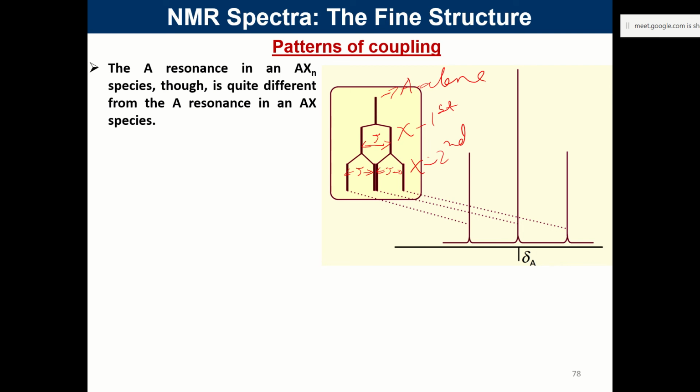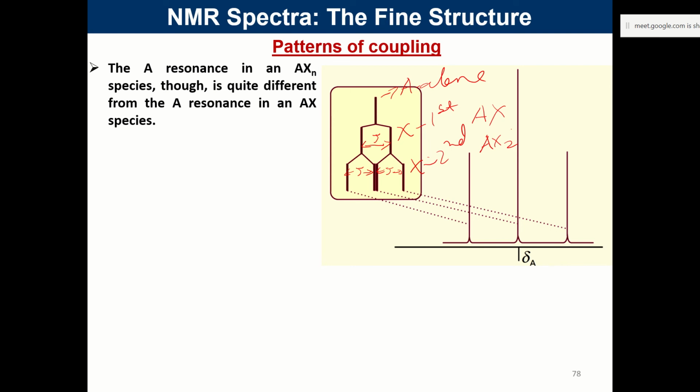And now you can think of it like this: initially the A resonance was appearing here when it was alone. Now when there is 1 X, this is the case of AX, and this is the case of AX2. So what happens, you can think of it in this way. This A resonance is split into two by coupling with the first X nucleus, and so we are getting two lines.